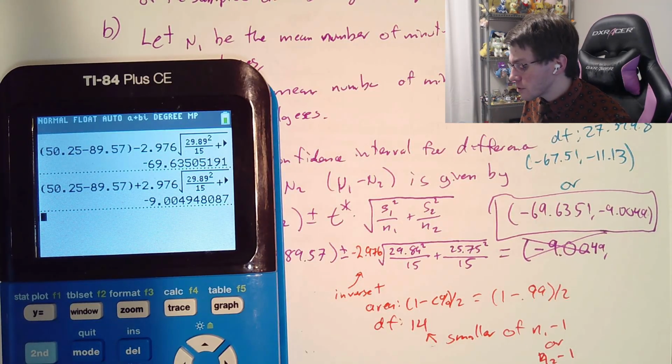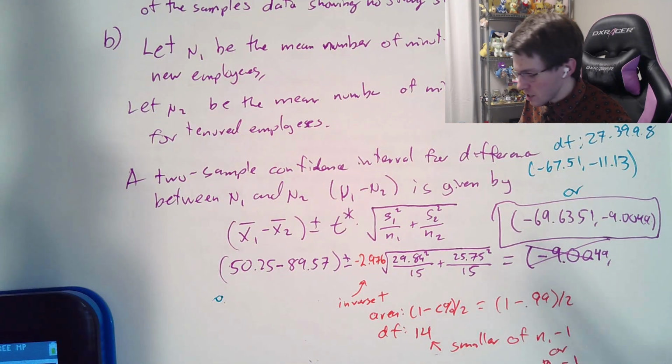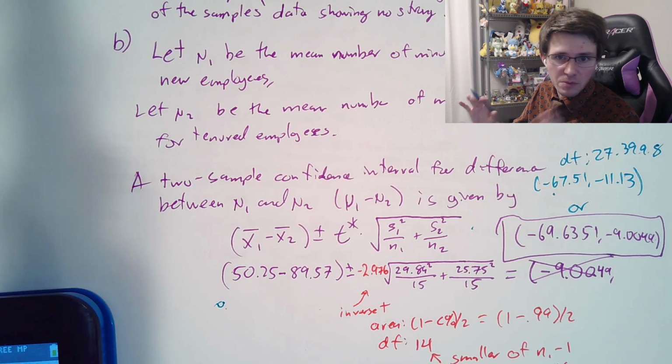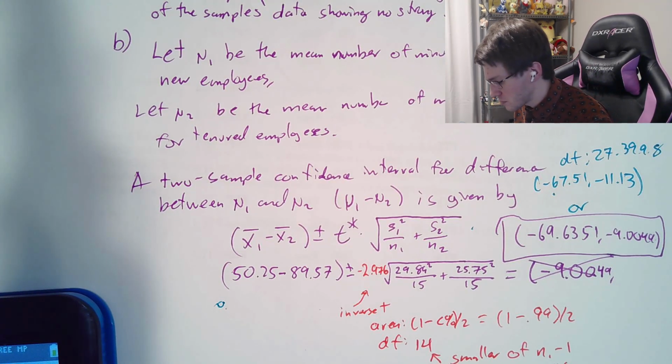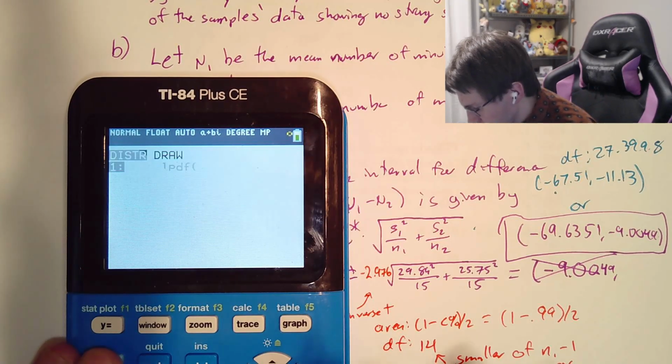But also remember, even if you don't put any of this stuff down, you can still get full credit if you just do this and then move on. But you do need to write those degrees of freedom somewhere, and you need to write the t-star somewhere. Both of those things have to be written somewhere, showing where you did it.